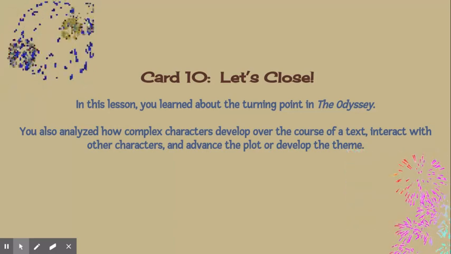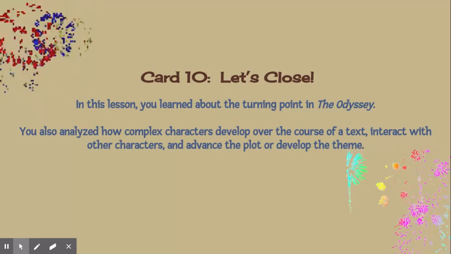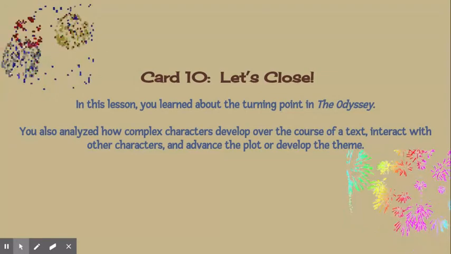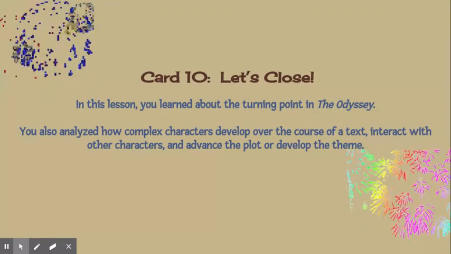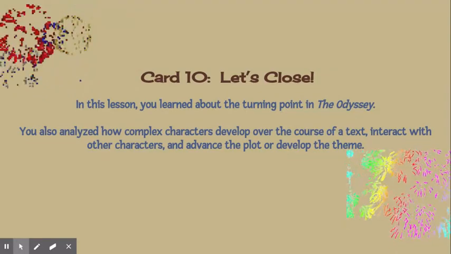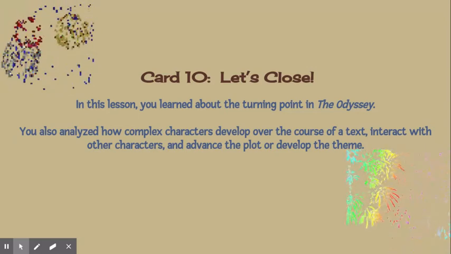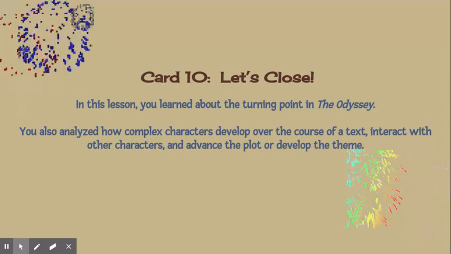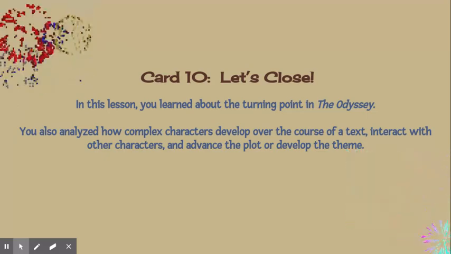Congratulations! You have completed Lesson 22 of the Odyssey unit. In this lesson, you learned about the turning point in the Odyssey. You also analyzed how complex characters develop over the course of a text, interact with other characters, and advance the plot or develop the theme.